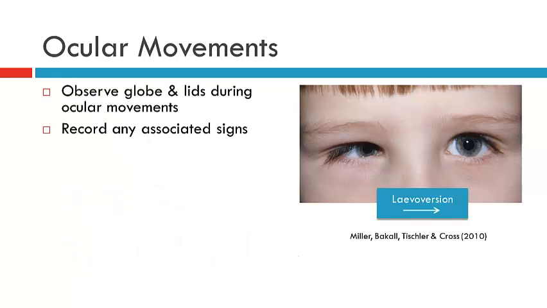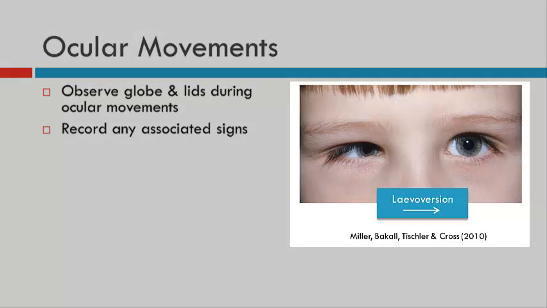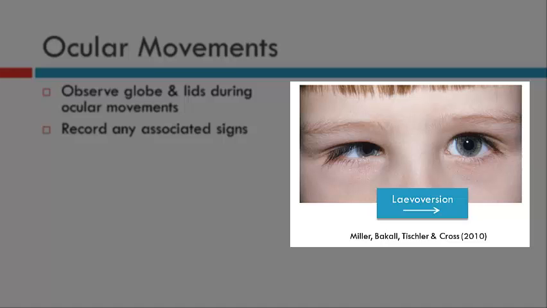During ocular movements, you should also observe the globe and lids and document any changes that you observe. Also record any associated signs. So if a patient, for instance, indicates that they have pain in right gaze, you should record that. If we have a look at the image to the right, we can see here that there's some limitation of eye movements, but we can also see that the right palpebral fissure has narrowed, and we can see that the globe has retracted. So these are observations that we should also record when we're assessing ocular movements.